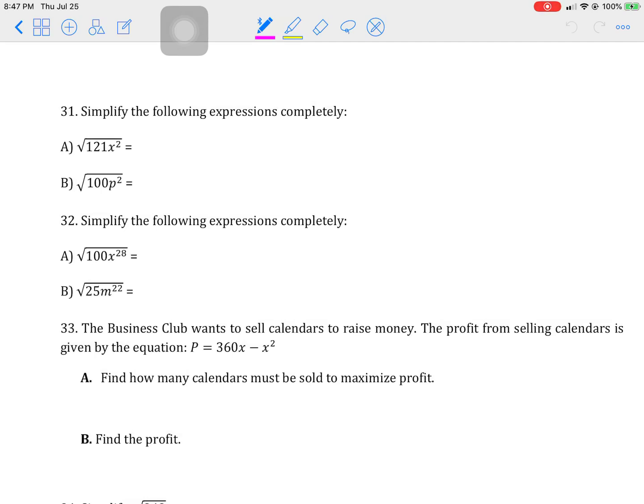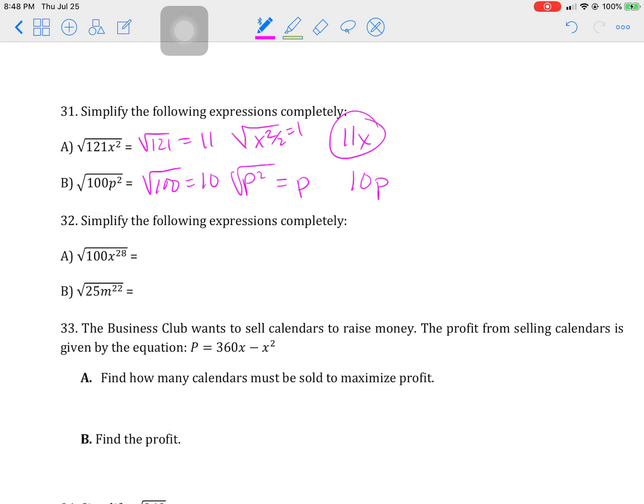These are quick. These are radicals, right? A radicand is 121. That is a perfect square of 11. The square root of x squared comes out, that equals x. So our final answer for this one is 11x. Okay. 100 is a perfect square of 10. The square root of p squared is p. So 10p. Square root of 100 is 10.